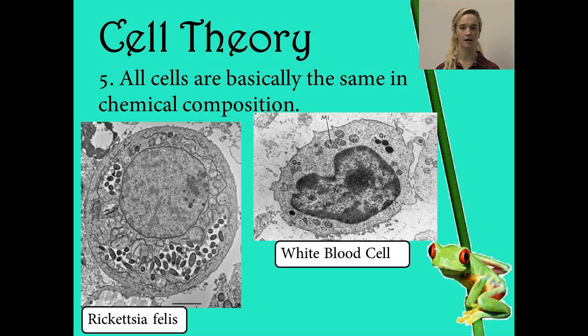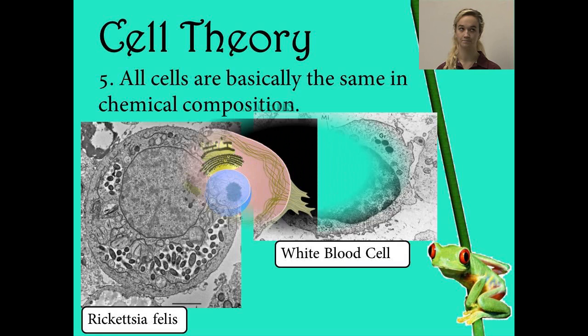So even though these cells are very different, you can see that they each have a membrane around them. They each have different organelles. Those are the darker spots inside the cells. They each have a nucleus, which is, for Rickettsia felis, the little circle inside the big circle. And for the white blood cell, the nucleus is this sort of heart-shaped dark spot in the cell. And they both have a dark spot inside those nuclei. So even though cells can be very different depending on what they do and what they're made of, they are the same in chemical composition.